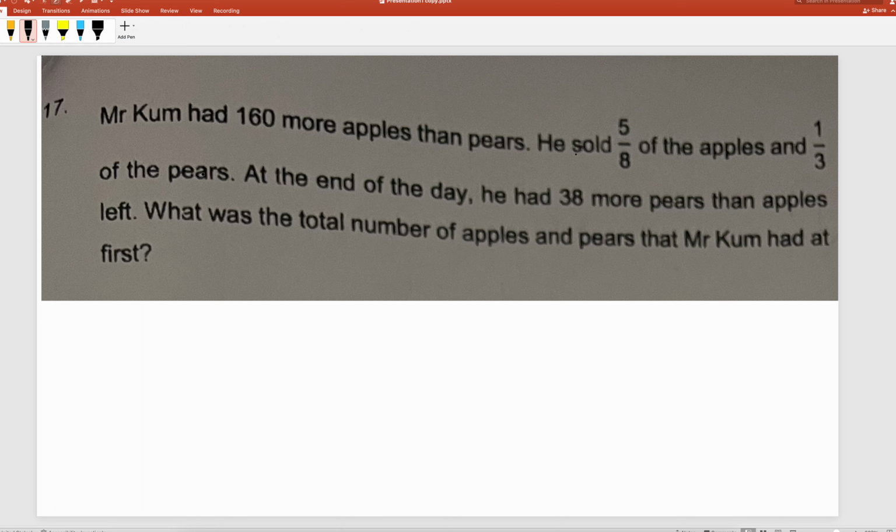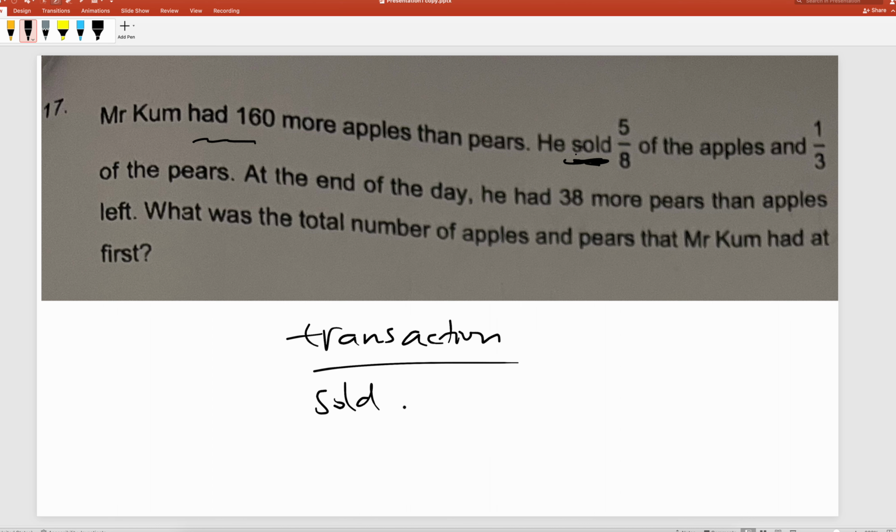Okay, he had 160 more apples than pears, and then he sold 卖掉, right? So therefore, there is a transaction involved, 有交易. 交易就是 sold or bought, 也可以是 used 或者 spent or receive.